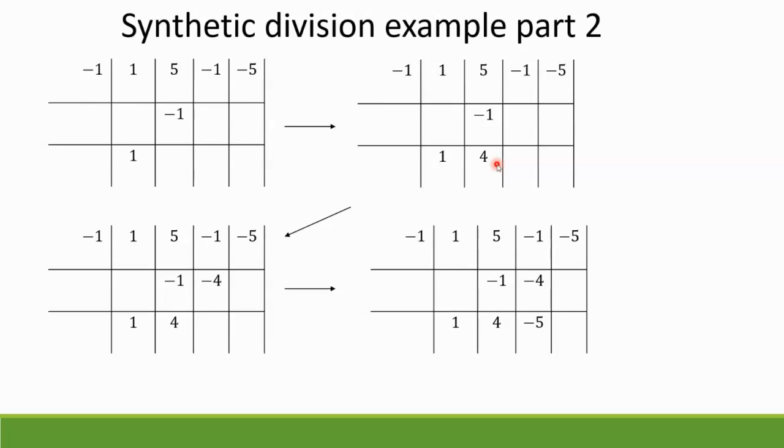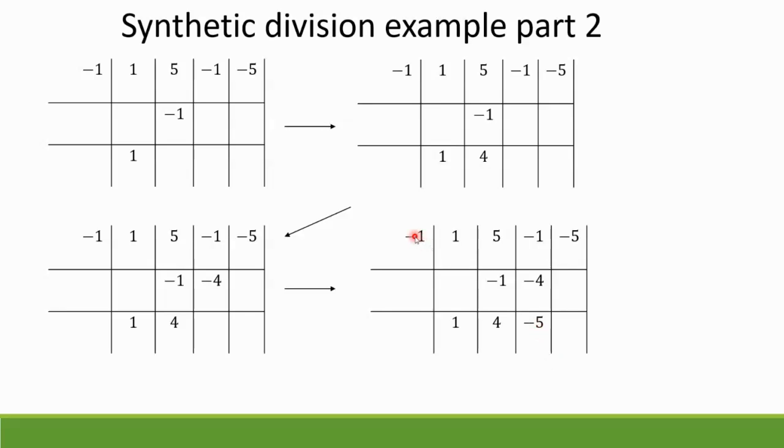What do we do next? We repeat the process. We do negative 1 times 4 to get negative 4. Then we add to get negative 5, as you can see. Again, I'm showing all the calculations here, so that's why I have so many of these tables.